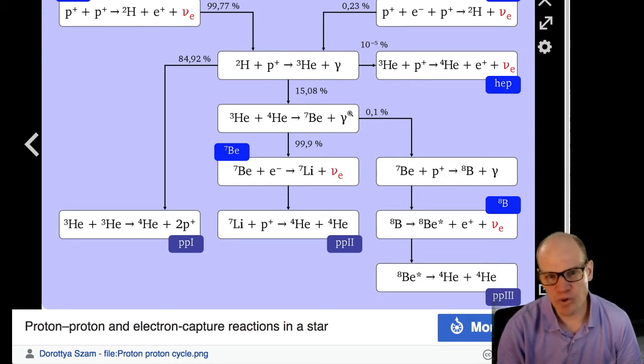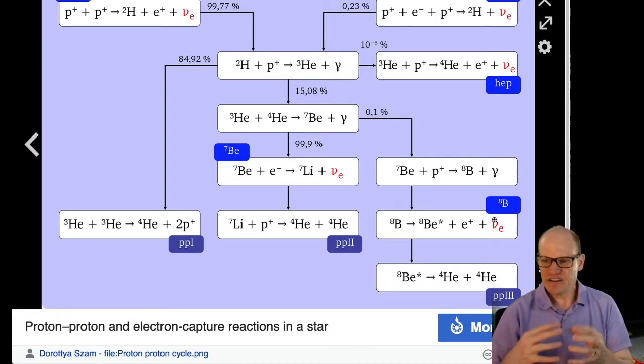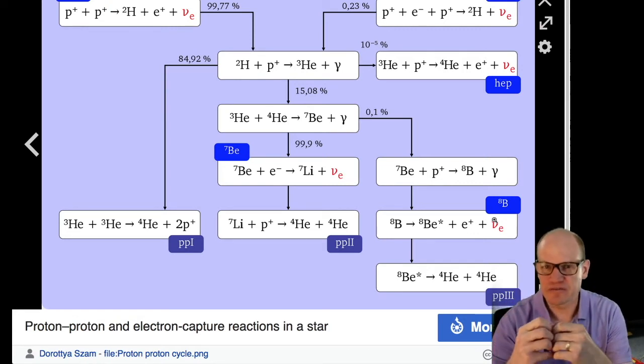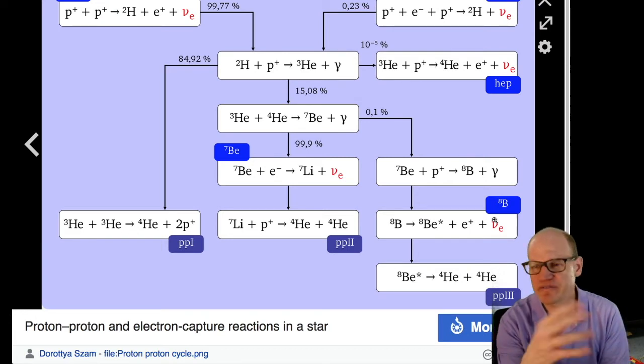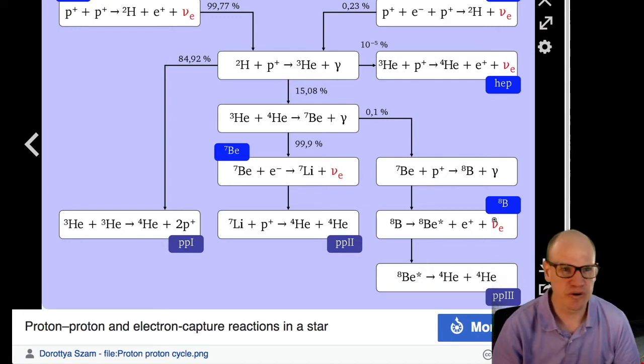And then 0.1% of the time we'll have this neutrino that comes out. 15% of the time we go down this way, and 99% of those is going to branch into this neutrino here, this beryllium-7 neutrino. So there's 1, 2, 3, 4, 5 different varieties of neutrinos that are going to come from this. They're all the same kind of neutrino, but the energy properties of these different kinds of neutrinos are going to show up in the spectrum.